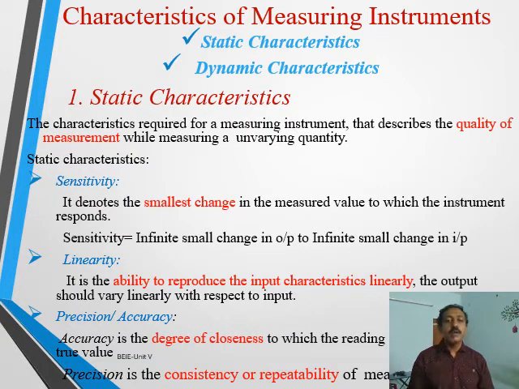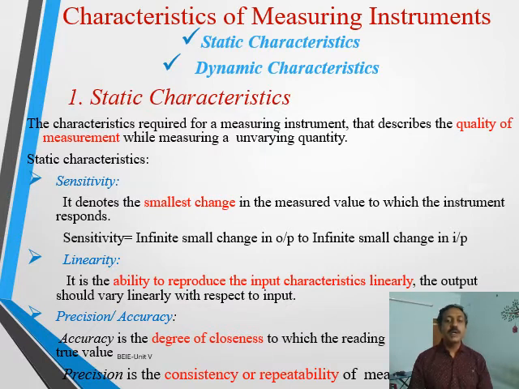Number three, precision or accuracy. We may think that precision and accuracy are almost the same, but there is a small difference between precision and accuracy. First of all, what is accuracy? It is the degree of closeness to the true value. If the true value is 5 volt and we are getting the measured value around 4.9, we can say that it has a good accuracy.